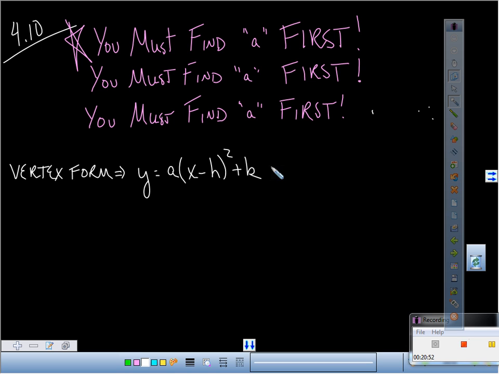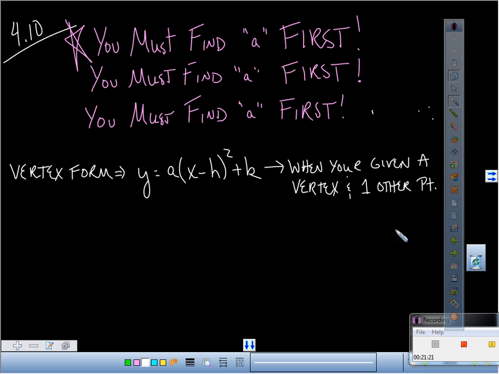Now, here's what I like. Guys, when are you going to use vertex form? When you're given a vertex and one other point. A vertex and one other point.